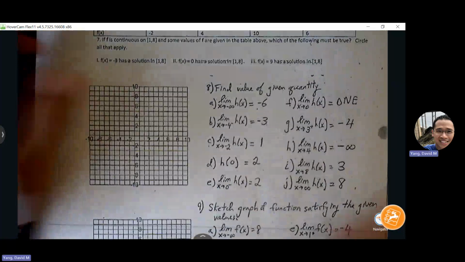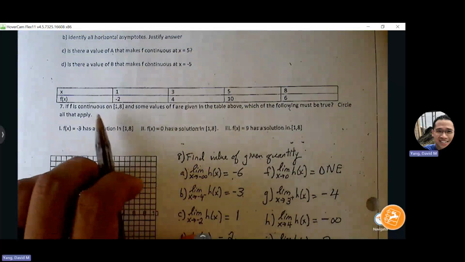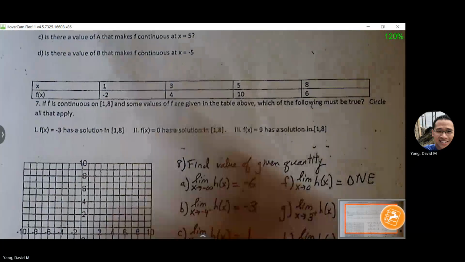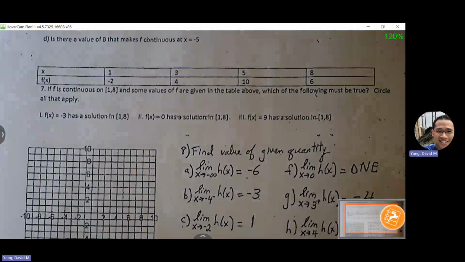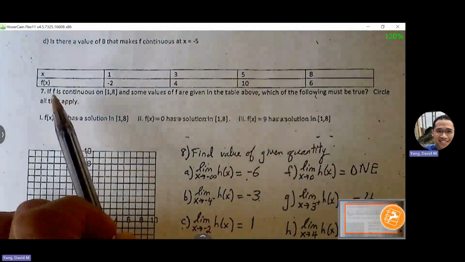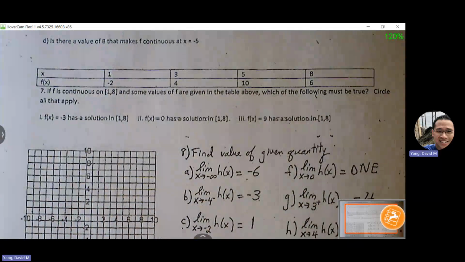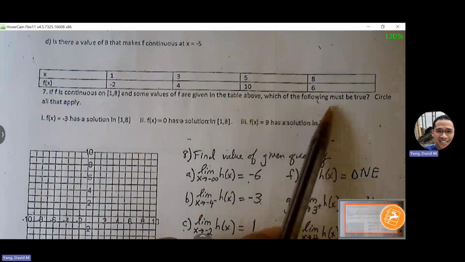We can skip number 6. Let's look at number 7 here. This is another way that they are presenting a problem that involves IVT, the intermediate value theorem. It says if f of x is continuous on the interval from 1 to 8, so we know there are no sudden breaks here, even though we're only given 4 ordered pairs, very limited information. We know there's no sudden asymptote or hole or any jump. It's guaranteed to be continuous because they're telling us that. And some values of f are given in the table above. Which of the following must be true?